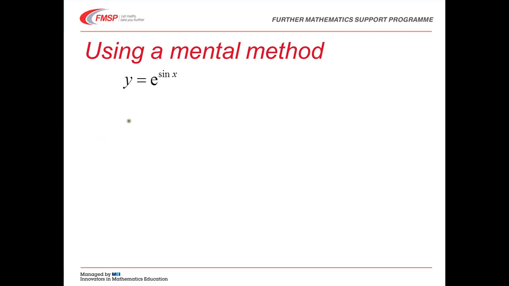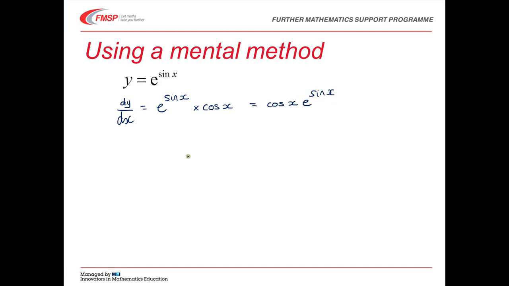Here's a nasty looking one, y equals e to the sin x, that's e to the thing. So if I differentiate e to the thing, I get e to the thing. And then I need to differentiate the thing, which is sin x, so multiply that by cos x. So you'd normally write that cos x e to the sin x.